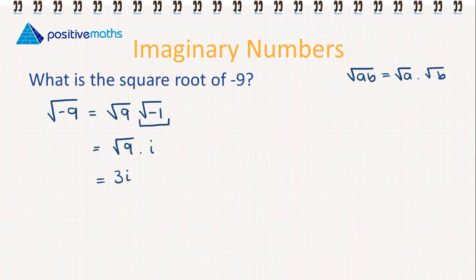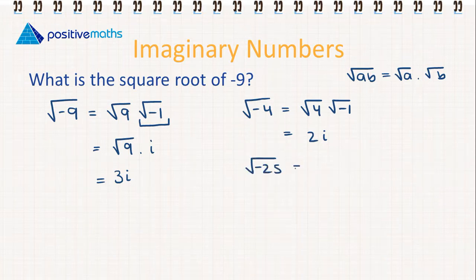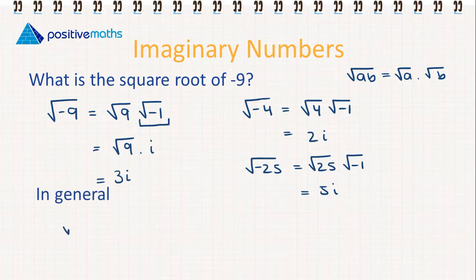Let's look at another example. Let's have the square root of minus 4. This is going to be the square root of 4 by the square root of minus 1. So that's going to be 2i. Another example, square root of minus 25. This will be the square root of 25 by the square root of minus 1, which will be 5i. So in general, the square root of minus x will be the square root of x by the square root of minus 1. So that'll be the square root of x by i.